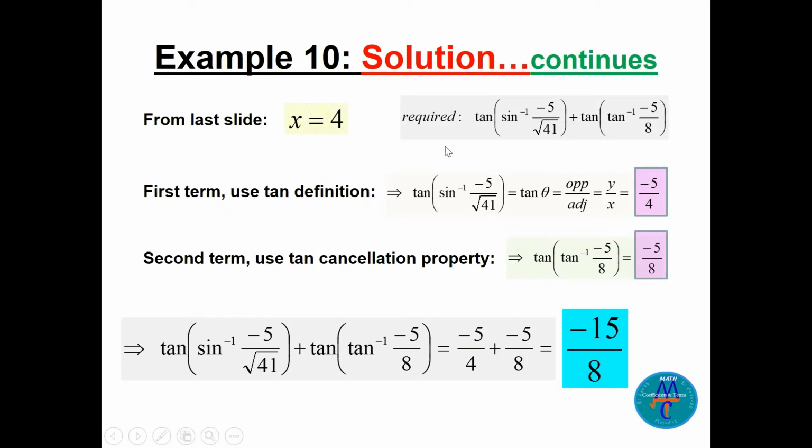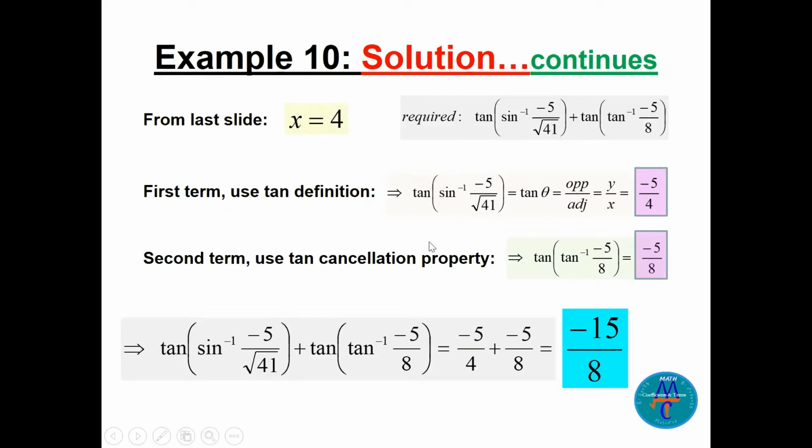Now, from the last slide, we had x equal to 4. So let's take the first term here. So tan of this will be tan theta. See, this is all theta from the previous slide. So tan theta will be y over x, which is minus 5 over 4. This is the first term.